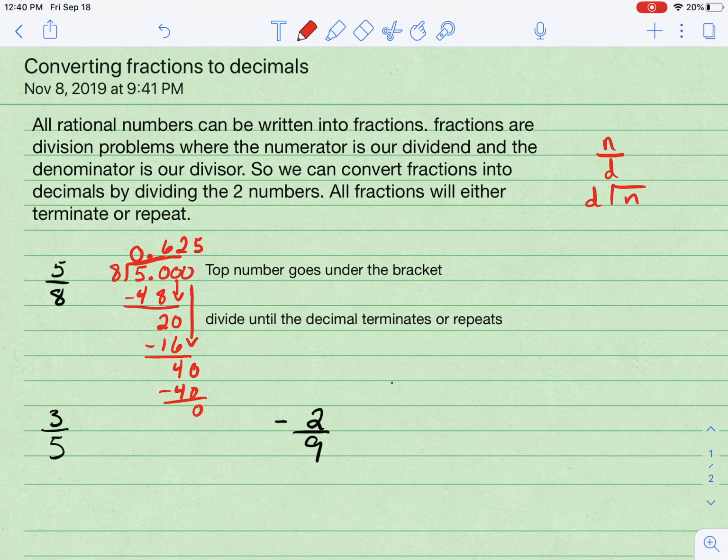Okay, so now I end in 0. There's nothing else to bring down other than zeros. So this now has terminated. So now to rewrite my 5/8 as a decimal, that would be 0.625.